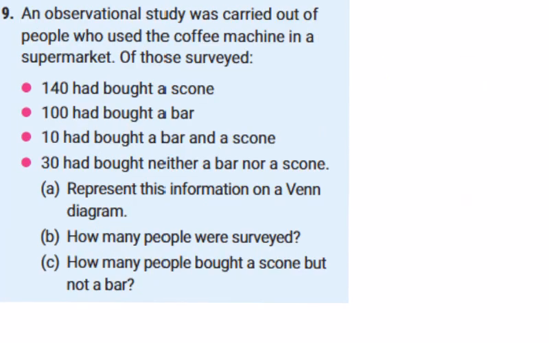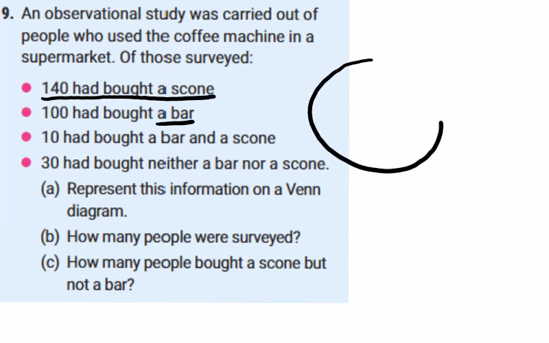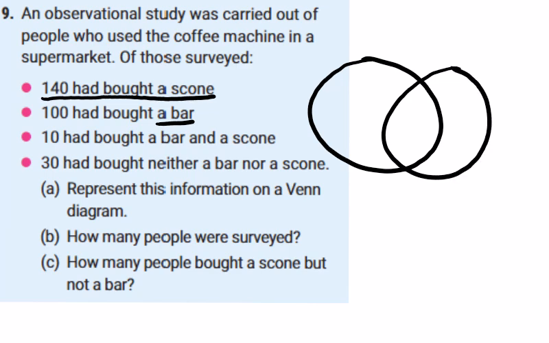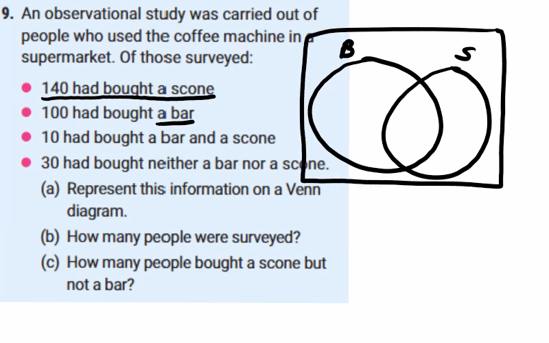In this question, we have an observational study carried out by people who used a coffee machine in a supermarket. So what are we finding out about these coffee drinkers? 140 bought a scone, and we have a bar. So it looks like we have a bar and a scone. So we have B and S. It doesn't matter which circle is which. And we have our universal set. So 140 bought a scone, so there's 2 sectors to scone. 100 bought a bar, 10 had bought a bar and a scone. Okay, so if we put 10 in the middle, that will help us find out the rest.